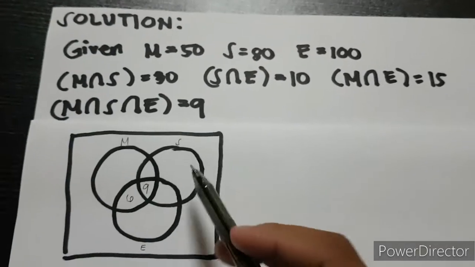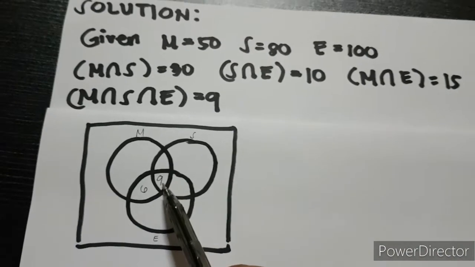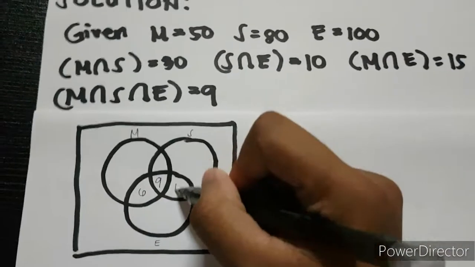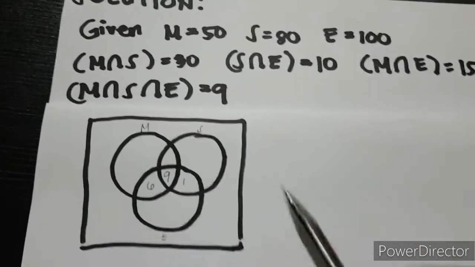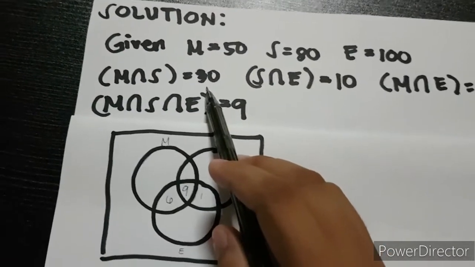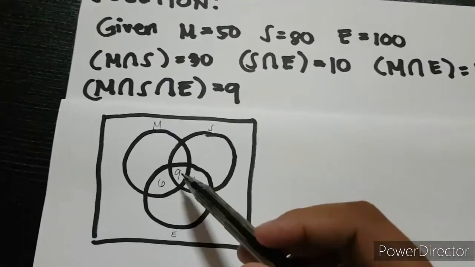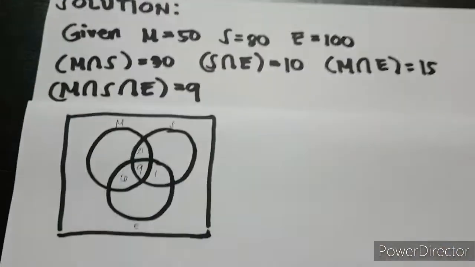Next is the S intersection E, which is 10. So 10 minus 9 is 1. Next is the M intersection S, which is this one, 30. We have to subtract 9 from 30. 30 minus 9 is 21.